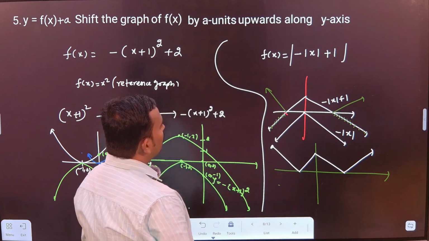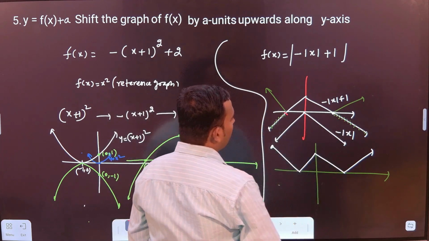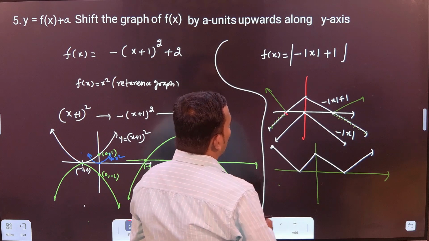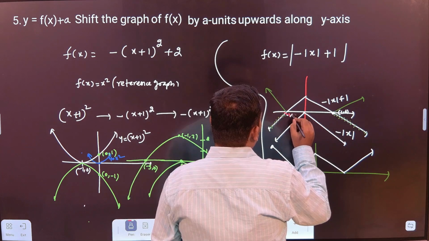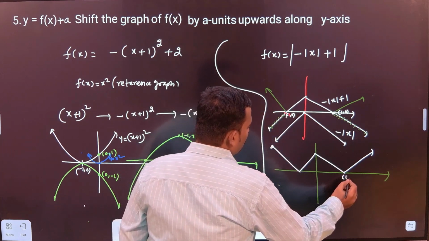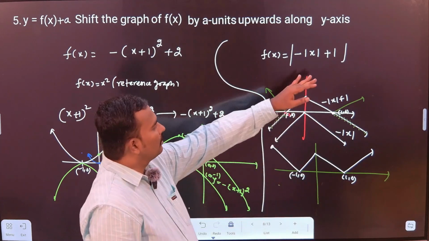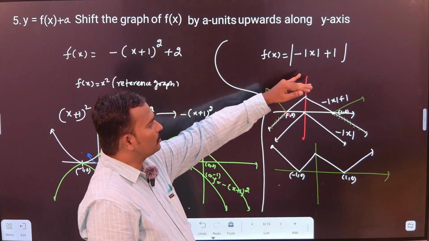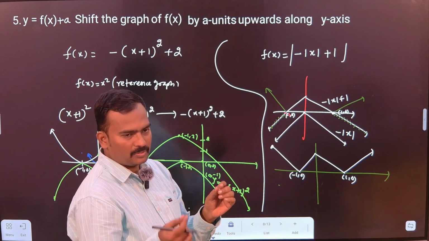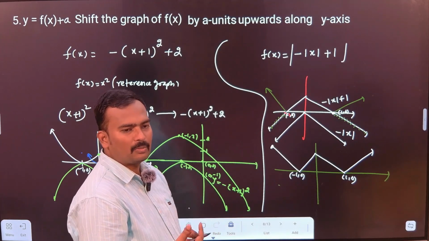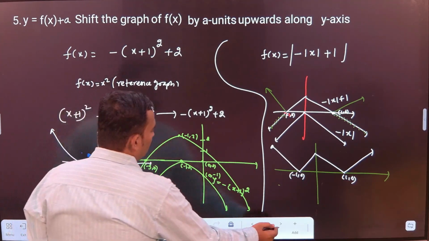Okay. So minus mod x means this point is what? This is 1 comma 0, this is minus 1 comma 0. Clear? So you can check it. Minus mod x, you can plus 1 you can take, put y 0, minus mod x is equal to minus 1, so minus 1 is cancel. Mod x equal to 1 means for x equal to plus or minus 1, right? Okay. Let's do the next.